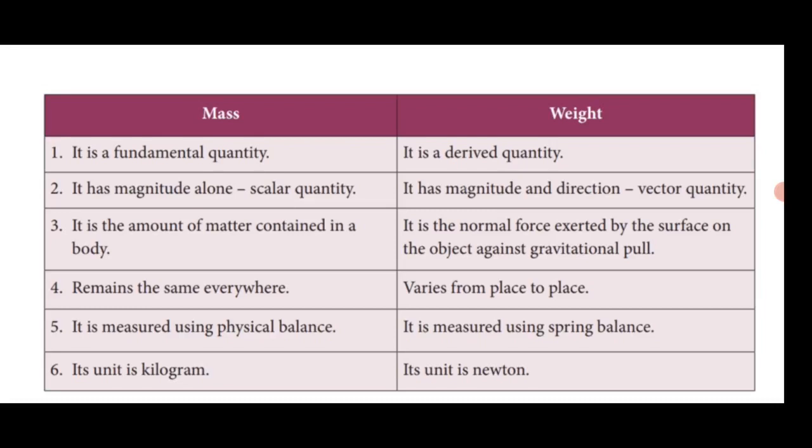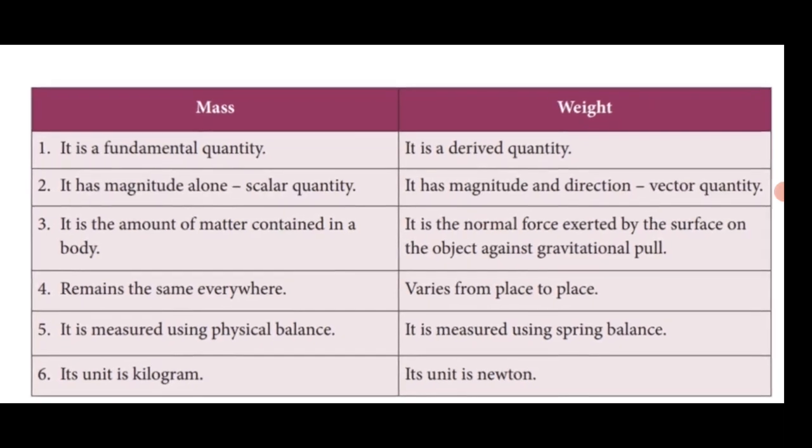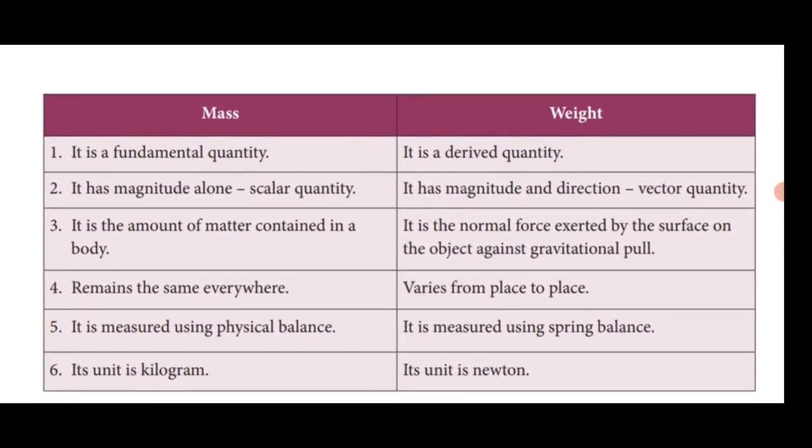Mass is a fundamental quantity. Weight is a derived quantity. Mass is a scalar quantity, so it gives magnitude value only. But weight gives magnitude and also direction. Quantities with magnitude and direction are called what quantity? Vector quantity. Mass SI unit is kilogram, but weight SI unit is Newton. Mass remains the same at all places, but weight varies from place to place.